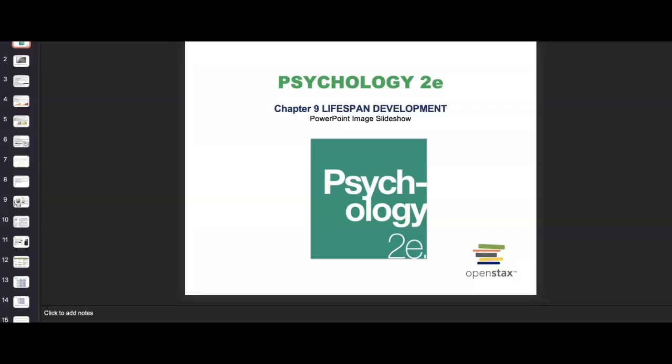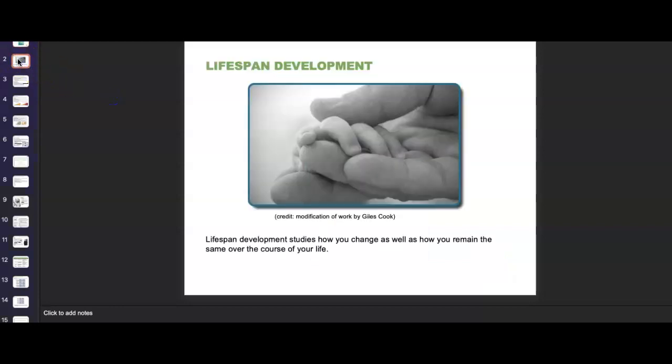The 2 chapters we'll be covering are lifespan development and motivation and emotion. So first up is chapter 9. This is our lifespan development chapter. Lifespan development studies how you change, as well as how you remain the same over the course of your life.